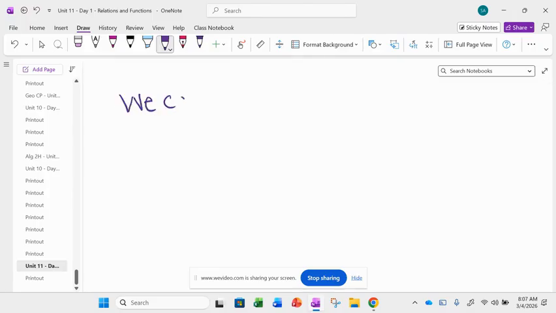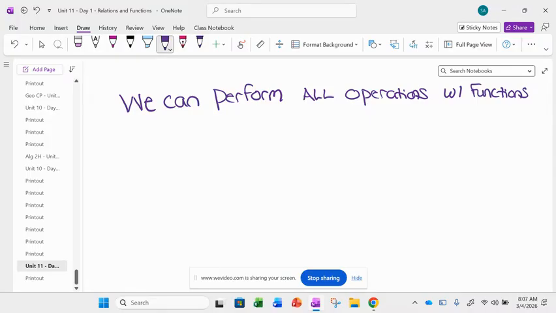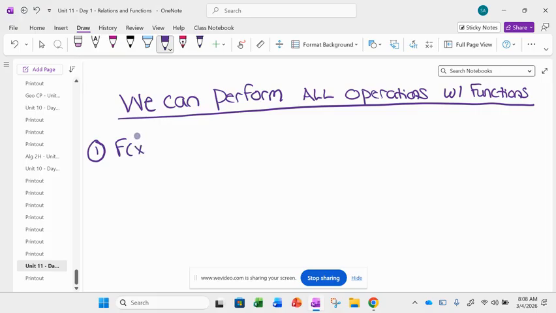Okay, now something we should know. We can perform all operations with functions. What does that mean? Let's say I told you f of x is equal to 2x minus 3 and g of x is equal to x squared minus 2.